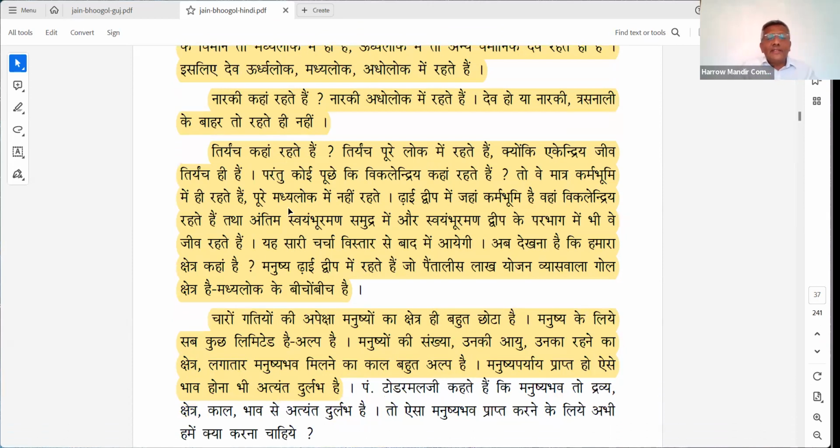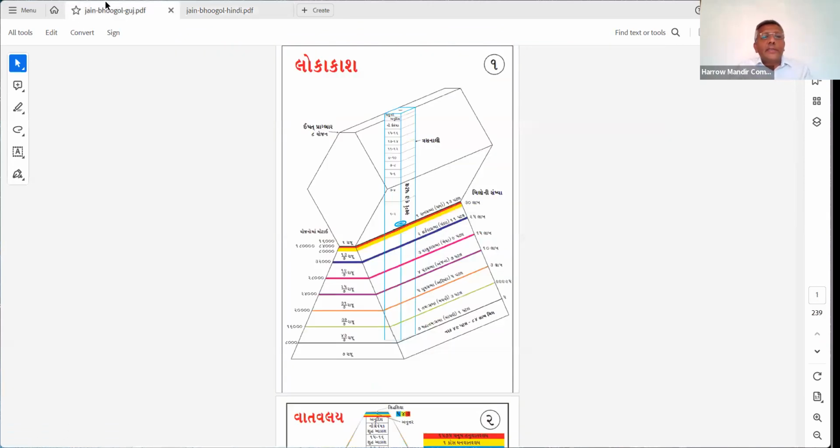Narki kahan rehte hai? Now this is a really easy one. Be surprised if you get this wrong. So Narki Urdhva lok, Madhya lok, or Adho lok mein rehte hai. Who wants to say?